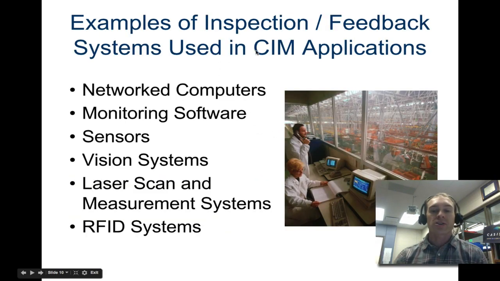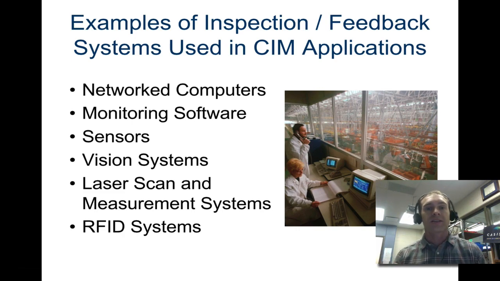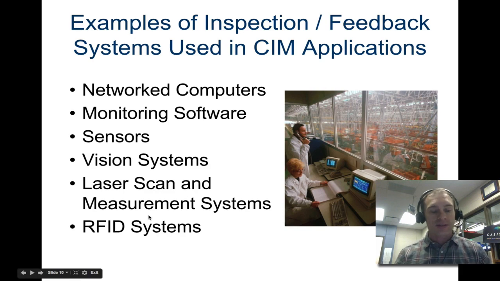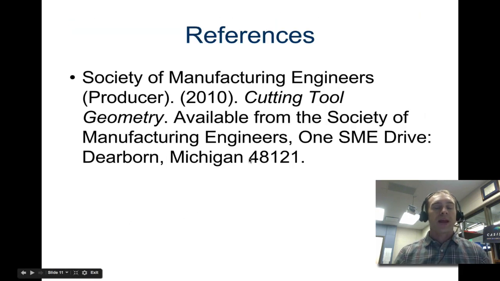So some different inspection or feedback systems used. You might have network computers or monitoring software. I gave you the example of the sensors that some robots had. Vision systems, where things are using light sensors or types of sonar sensors to detect imperfections, and they actually do have actual vision systems that can do visual inspections. Laser scans, radio frequency identification systems, RFID, and that's pretty much it.